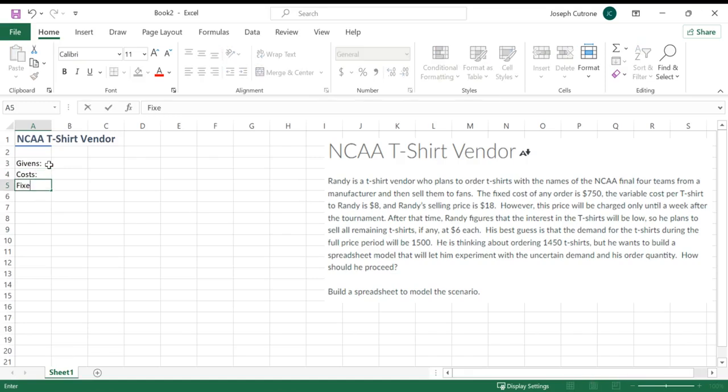I clearly have a fixed cost of $750. So we'll type in 750. Remember, I type it in naked and then I go and apply the formatting. I don't want the pennies, so I'll clear the zeros once they appear.